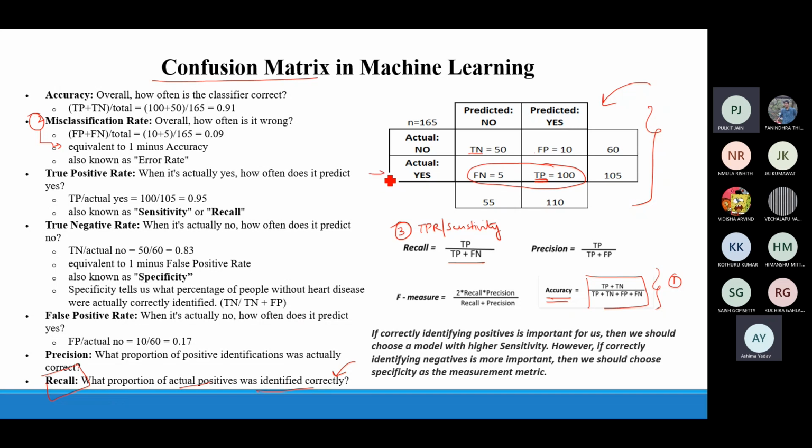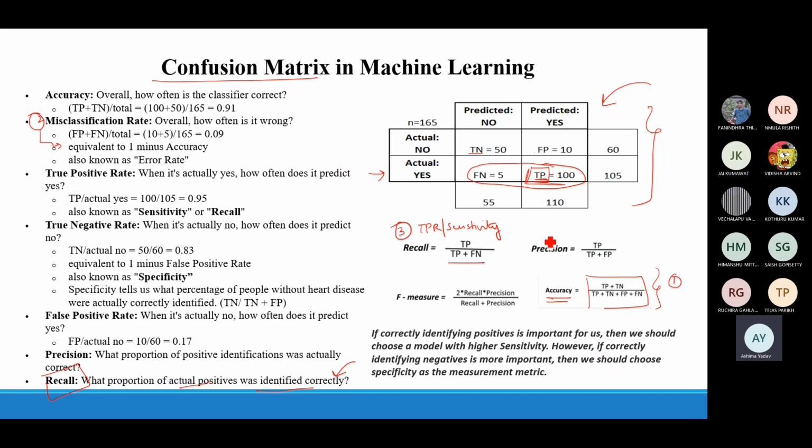Since this row deals with the actual yes values, the values which were actually yes, we want to see, out of the actual positive values, how many were correctly identified. Because this cell tells you that the predicted value was also yes and the actual value was also yes. So out of the total actual yes values, how many were correctly predicted by the model?